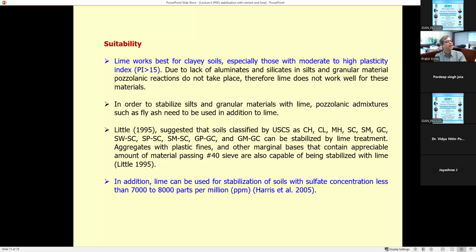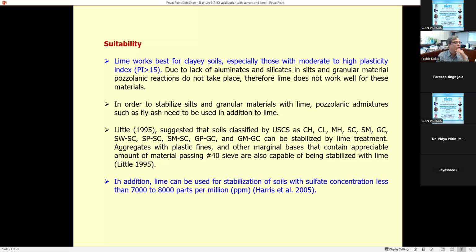As for suitability, again, you need to check. Lime works best for clay, especially with moderate to high plasticity, not less than 15. Plasticity index less than 15 is not suitable. Due to the lack of aluminum and silica in silt, granular pozzolanic reaction does not take place. Therefore, lime does not work well for this material. So granular material is not good. In order to stabilize silt and granular materials, pozzolanic admixtures like fly ash need to be added in addition to lime. And the chart suggests what type of stabilizer is good.